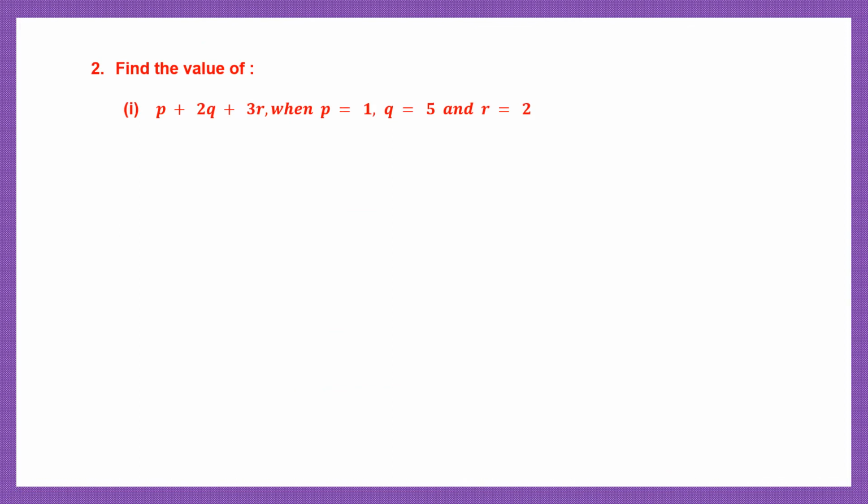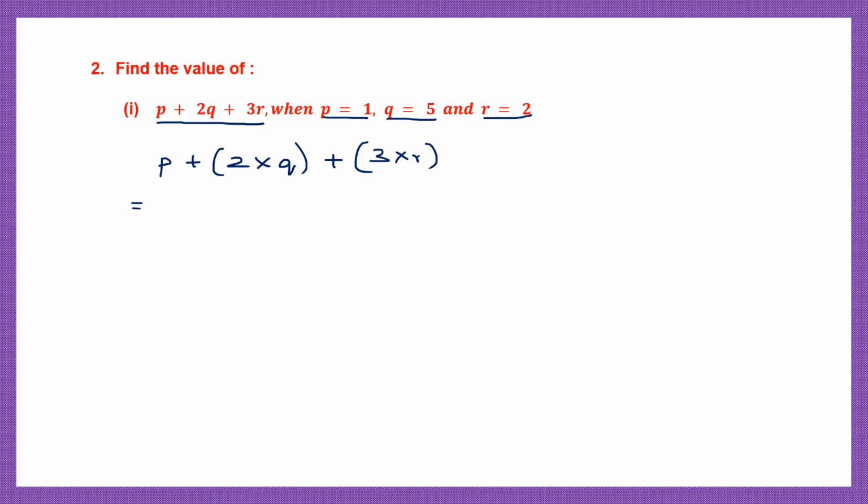Question 2. Find the value of this whole expression. What is the expression? P plus 2Q plus 3R when we've been given the values for all the variables. P is 1, Q is 5 and R is 2. So let's solve this expression here now. So P plus 2Q means 2 into Q plus 3R means 3 into R.